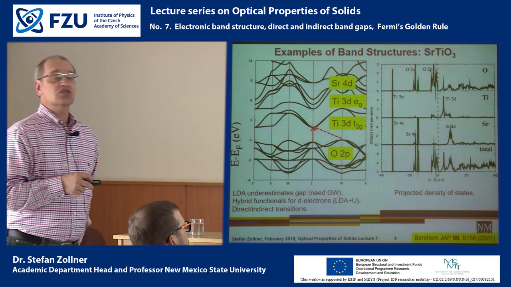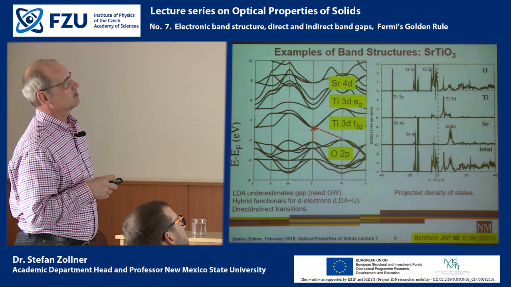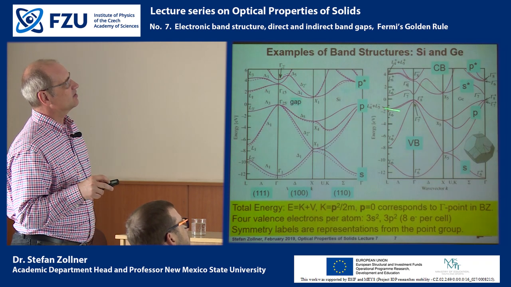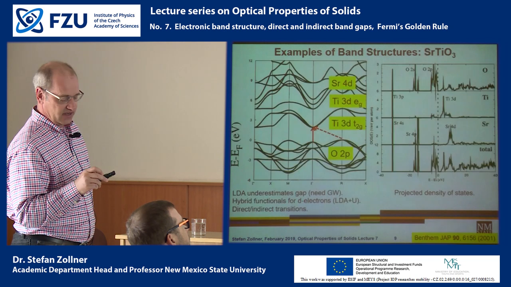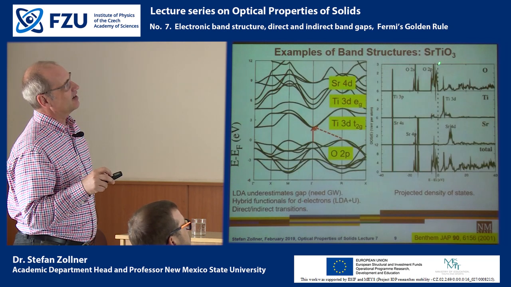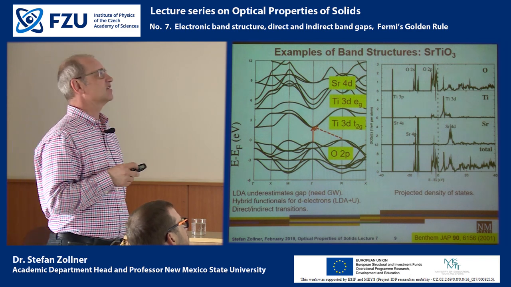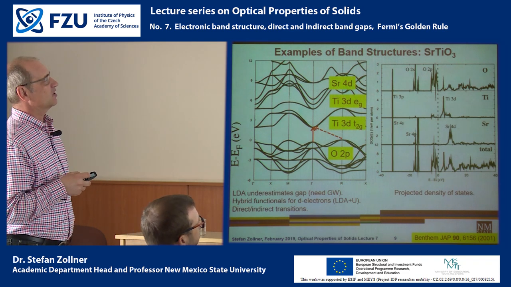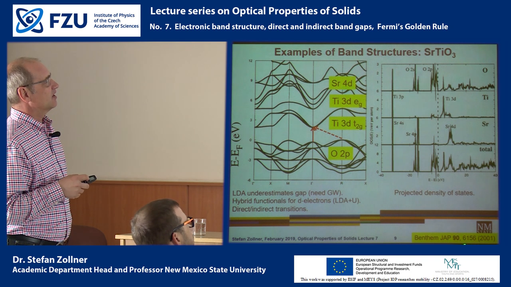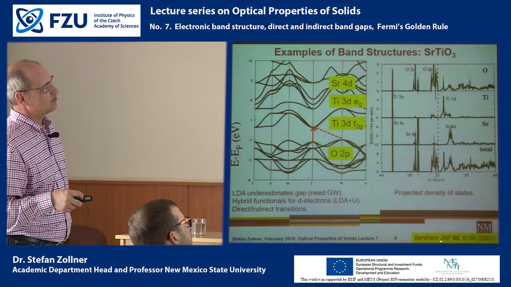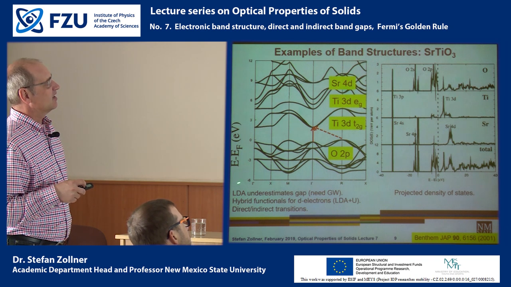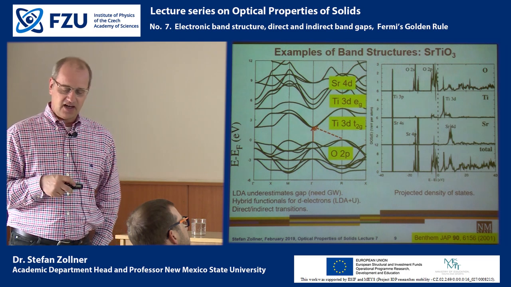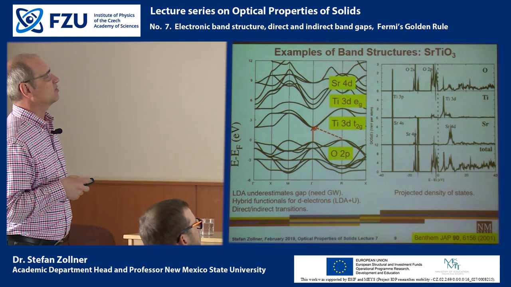The third example of a band structure I wanted to give you is strontium titanate. And, well, it's a lot more complicated than silicon. Why is that? Well, we have five atoms per unit cell. We have a lot of electrons in this system, and therefore the band structure is much more complicated. This band structure here is taken from this paper for strontium titanate. This is a calculation that uses the local density approximation. And I will say a little bit more later about the local density approximation.